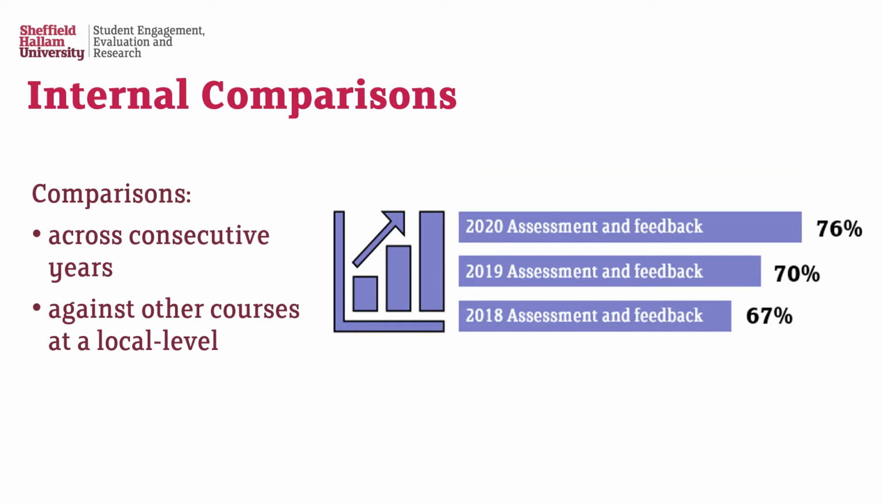Looking at one year's results in isolation is restrictive, as it only gives a glimpse of overall quality. But examining this data alongside previous year's results can show if there are any trends. In this case shown on the screen, a score of 76% for assessment and feedback is relatively positive, as there has been an upward trajectory across the past few years, indicating that improvement might have occurred due to actions that have been taken.